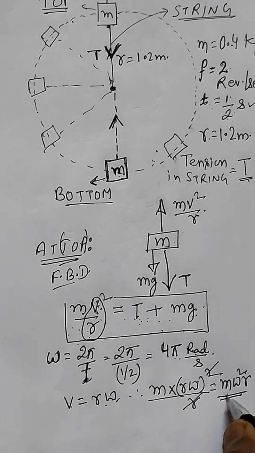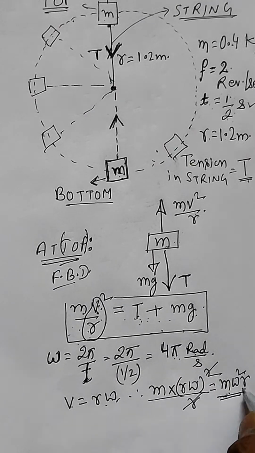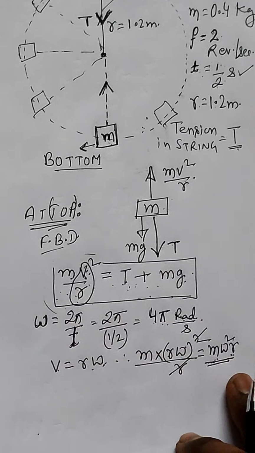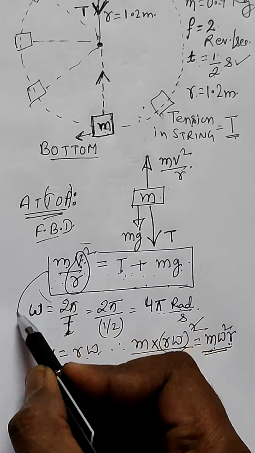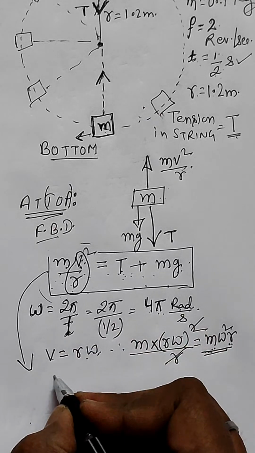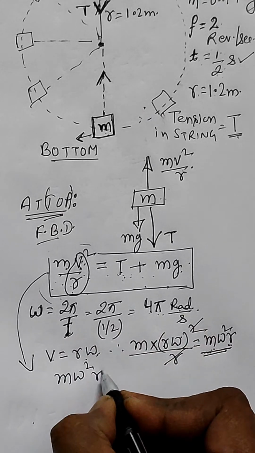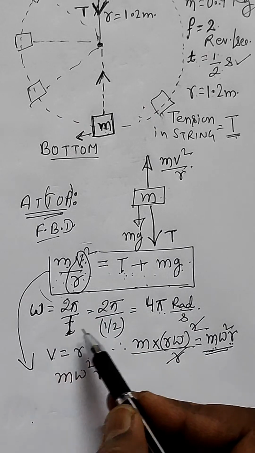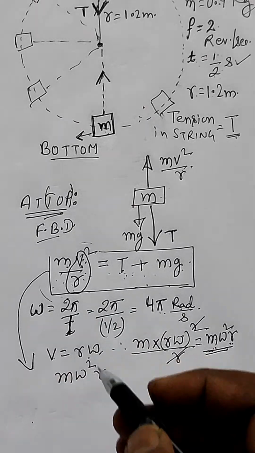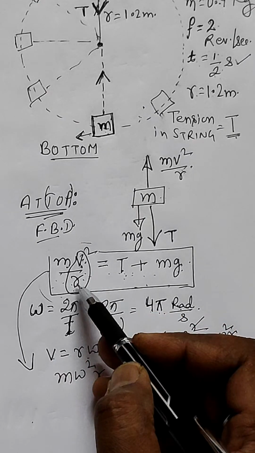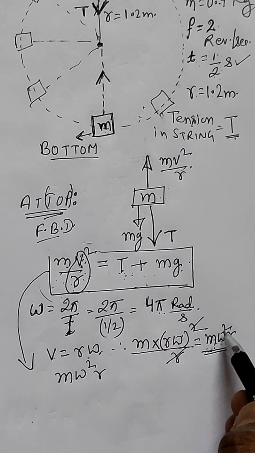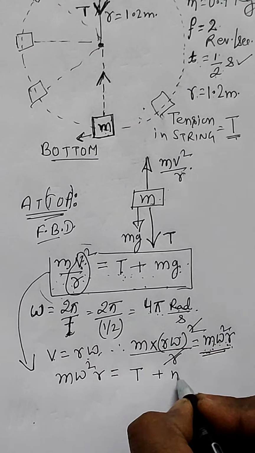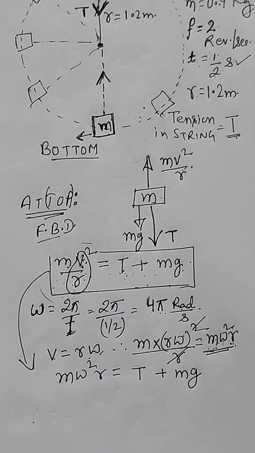So just put this m omega square r in place of this mv square by r, right? Then what will we be having? We will be having this equation as m omega square r. Instead we can directly put this formula at this place, okay, because this derivation I think you know, but anyway we have explained it in detail, so that in place of mv square by r you can put m omega square r. So m omega square r equal to T plus mg, right? This is the relation which is derived.